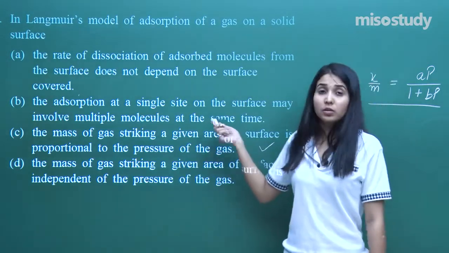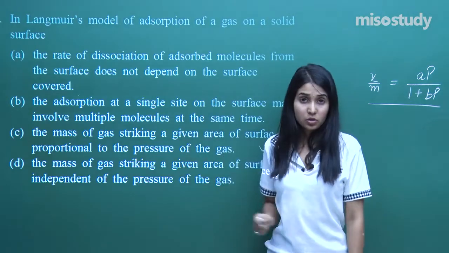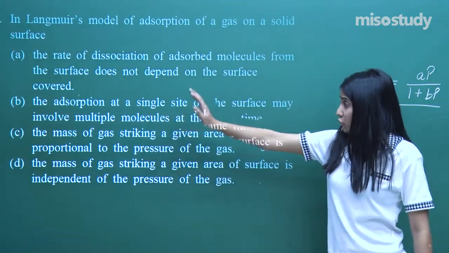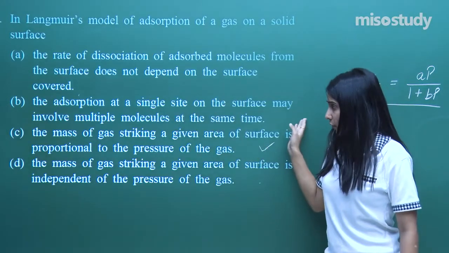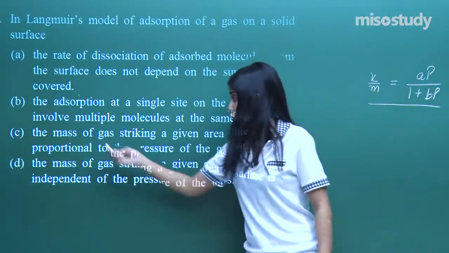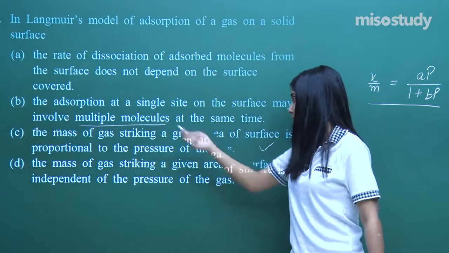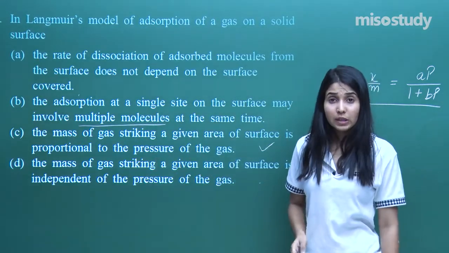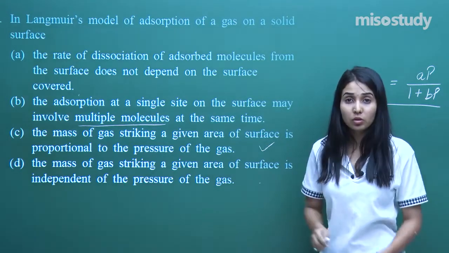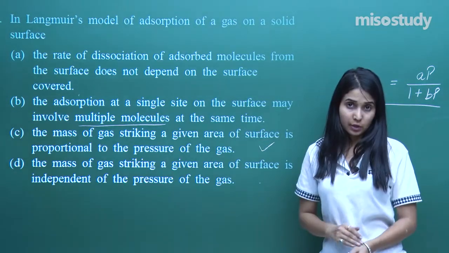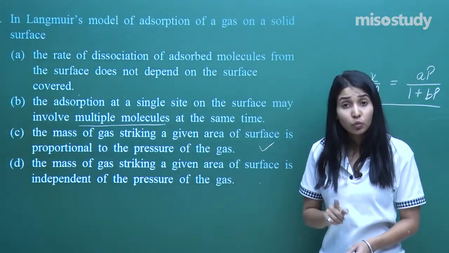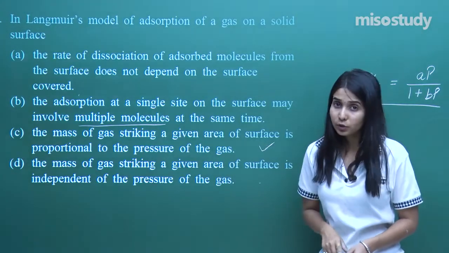Now the point comes, if you have to rule out other options, you can even do that. What does it say? It says adsorption at a single site on the surface may involve multiple molecules. It says multiple. Is it so? What did I say? What have we done in the postulates? That Langmuir adsorption isotherm is monolayer in nature. If it is monolayer, then one particular site would interact with just one molecule, right?